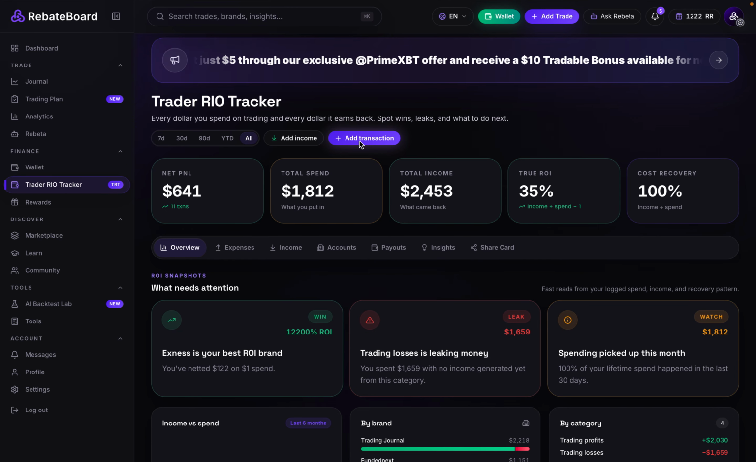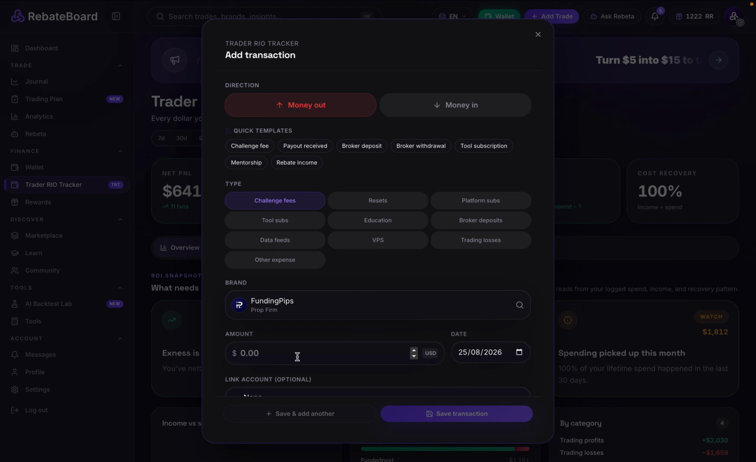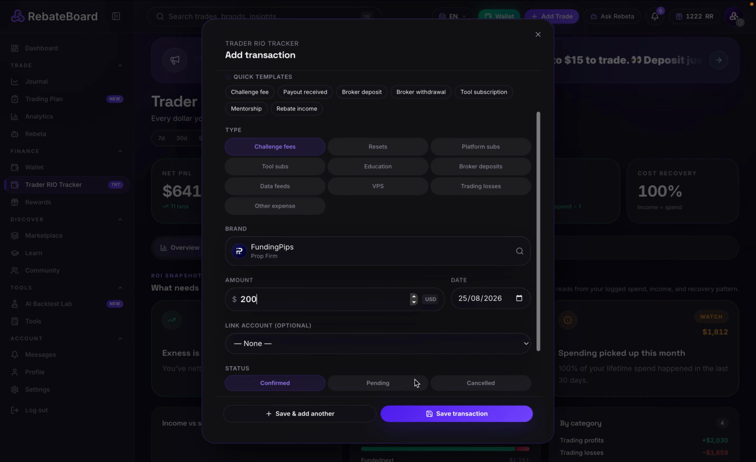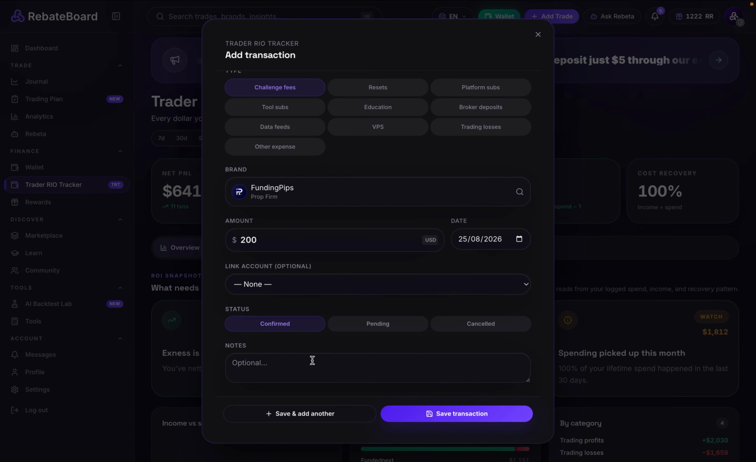So let's say now I have purchased a prop firm account and I have to track it here. So now I will click on add, then go to challenge, and then select the brand that I've just purchased, which is, let's say, Pondem Waves, and I spent $200 on that challenge. Then I will just save the transaction, or if there is anything that I need to know later, a little note, then I can save it here.